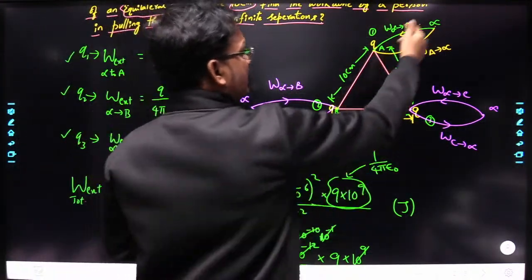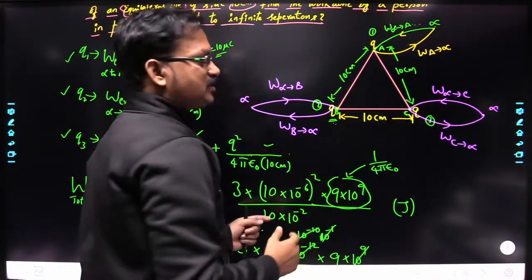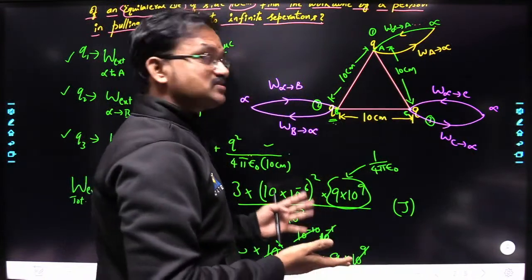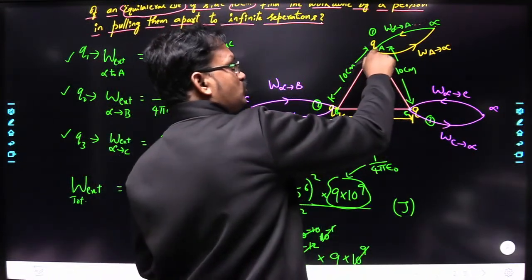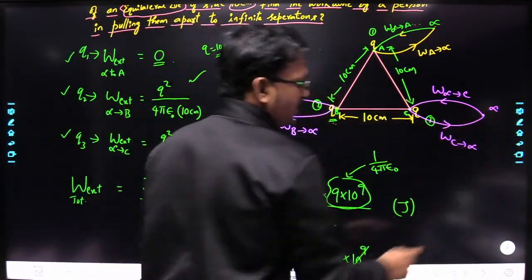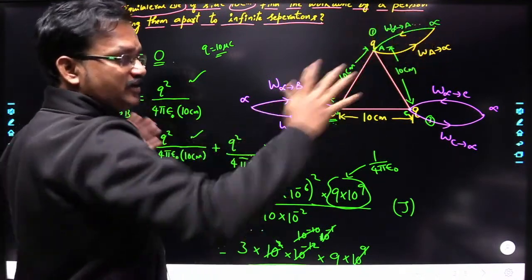So here infinity to A, infinity to B and infinity to C is nothing but the total work done in order to assemble the charges. Yes or no? So the work done in order to move this charge from A to infinity, from B to infinity, from C to infinity is nothing but the work done in order to separate the charges to infinity.